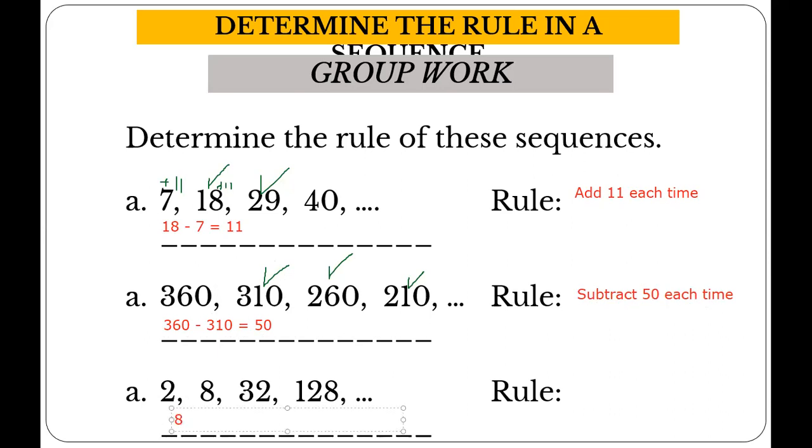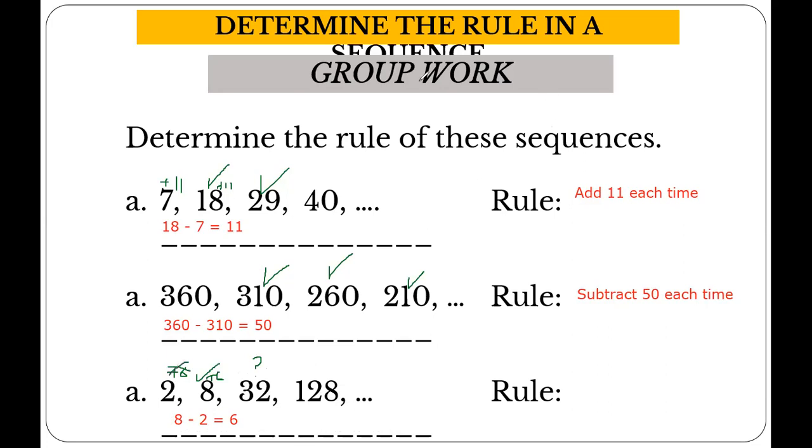Now, let's move to the last question. Let's apply again what we are doing in here. 8 minus 2 equals 6. Now let's investigate. 2, we are going to add because it's increasing, correct? 2 plus 6 equals 8, it's correct. 8 plus 6 equals 32? Is it correct? No. 8 plus 6 is 14. Therefore, plus 6 cannot work.